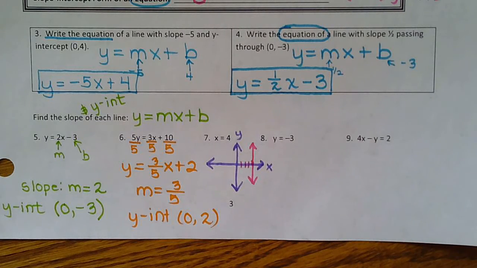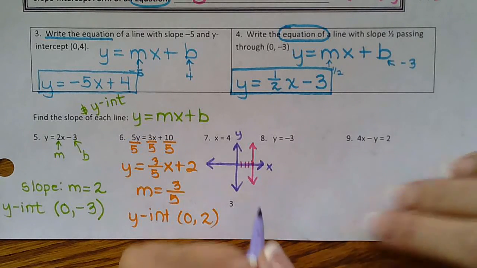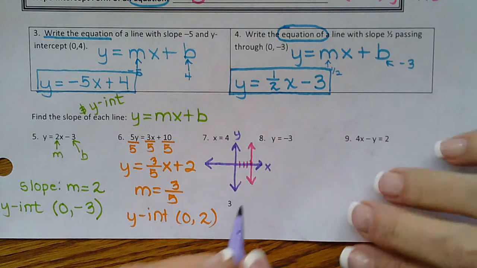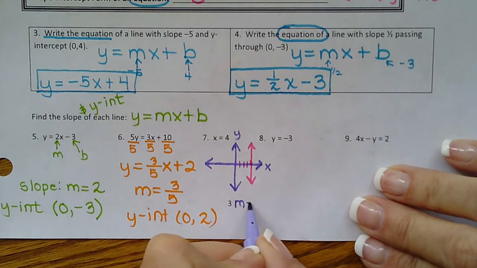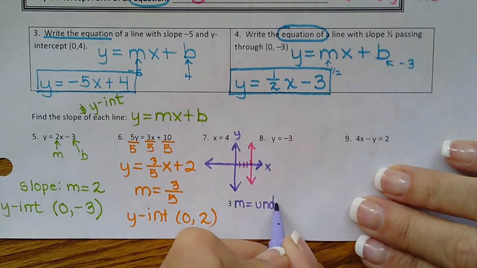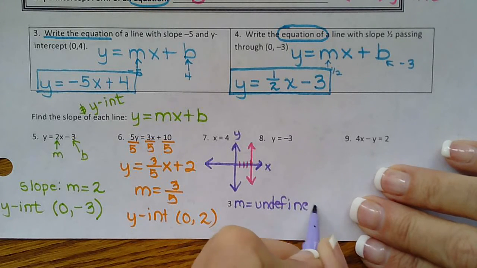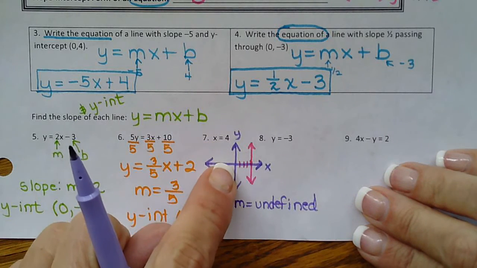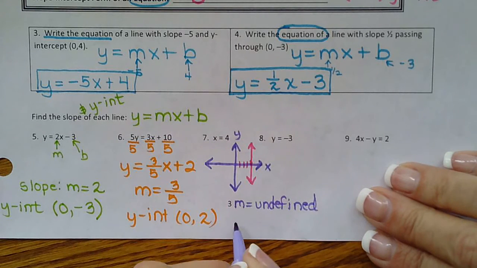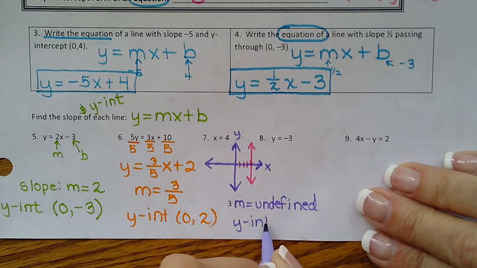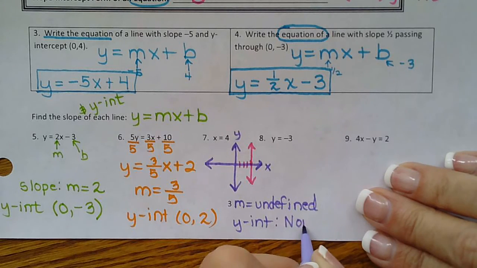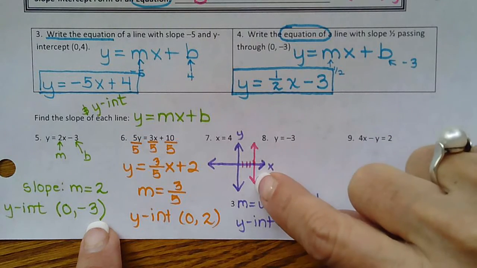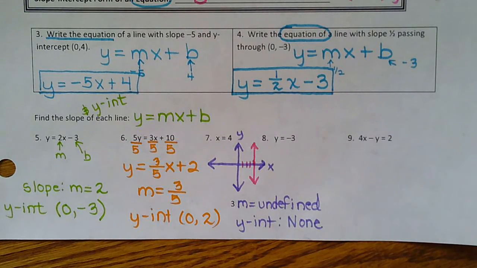So now that we have that drawn, now we can read the information from it. Is there any skiing on this? Oh, no skiing. That's a vertical line. I cannot ski on that. So I write m equals undefined. And the other question I wanted you to answer was the y-intercept. Does it ever cross the y-axis? Does that pink line ever cross it? No. So you remember what we wrote for that? We wrote none. So slope, undefined, because there's no skiing. Y-intercept never crosses the y-axis.